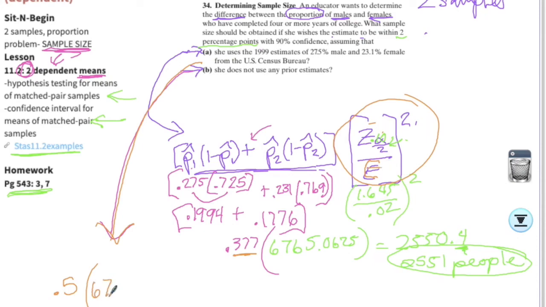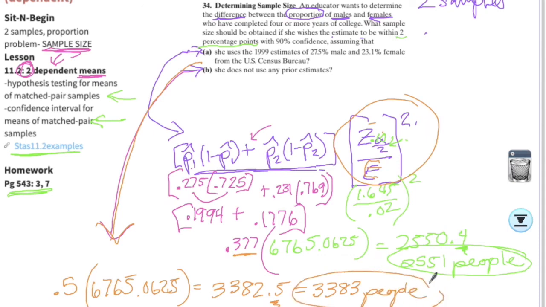So we're going to end up with 6,765.0625 in there. And if I take those two things and I multiply them together, oopsie. So I got that 6,000. I'm going to times that by 0.5. I end up with 3,382.5 people, which again, every time we have a decimal, we have to round up, 3,383 people. And if you remember from a previous chapter when we did sampling strategies, we always rounded up there.